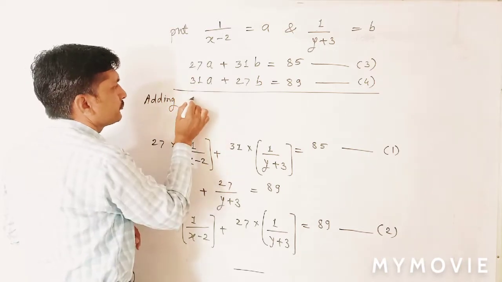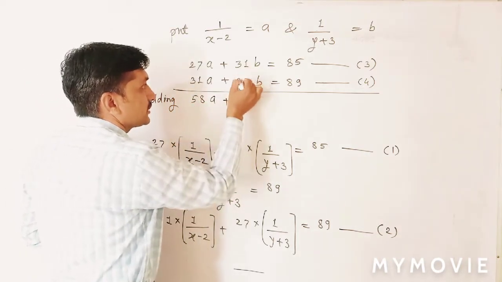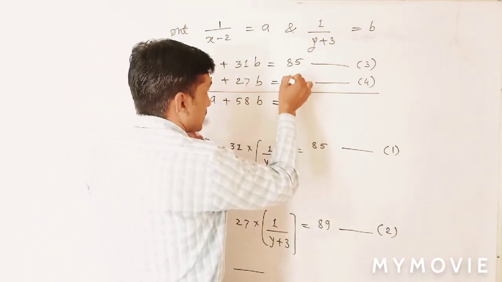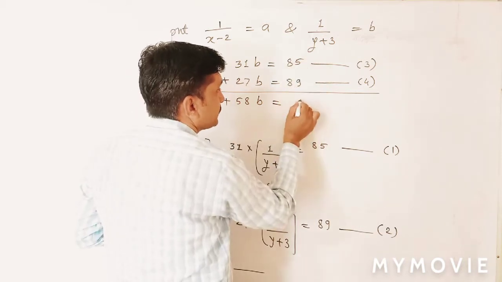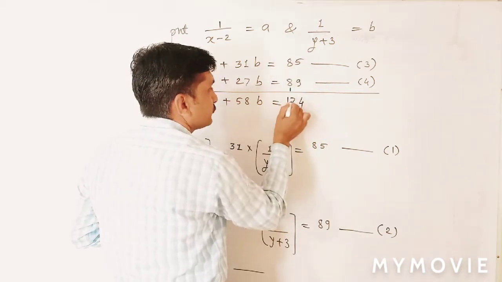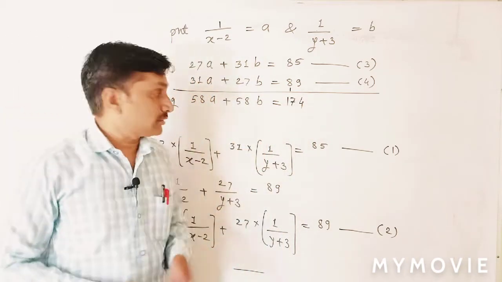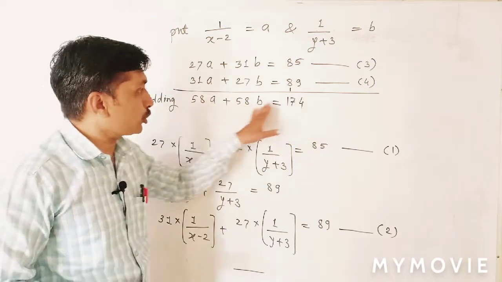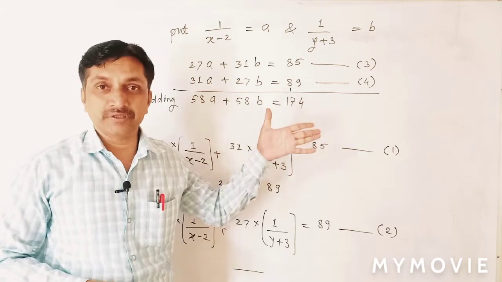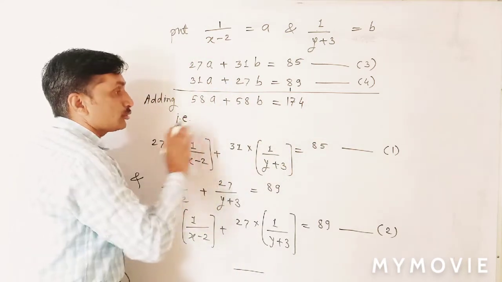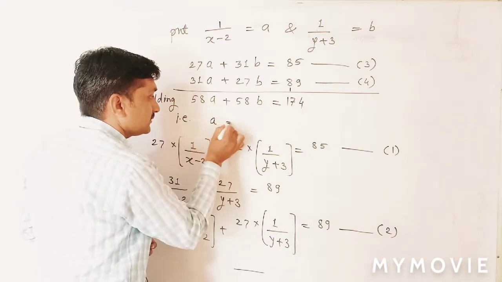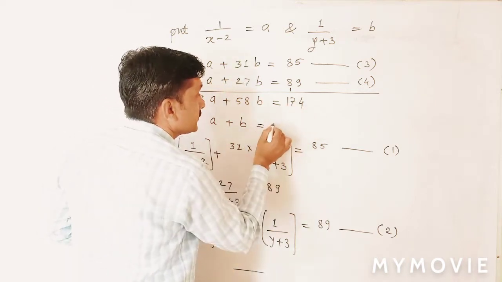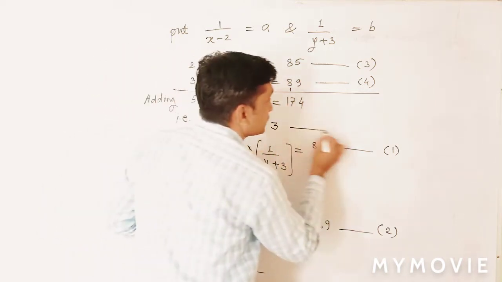Add it: 58a plus, addition 31 plus 27, 58b is equal to, here also add it, 9 plus 5 is 14, 1 carried over, 174. Now 58 and here also 58. We can divide by 58 all these three numbers. We get a simple equation. Now divide by 58. Here we get a, if we divide by 58 here we get only b, and if we divide by 58 here, then 3. And I give here number 5.